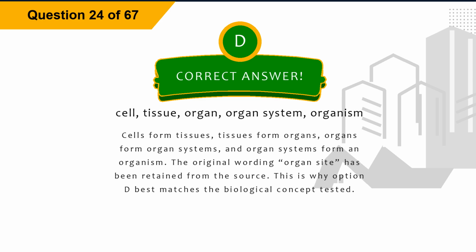Explanation. Cells form tissues, tissues form organs, organs form organ systems, and organ systems form an organism. The original wording "organ site" has been retained from the source. This is why option D best matches the biological concept tested.